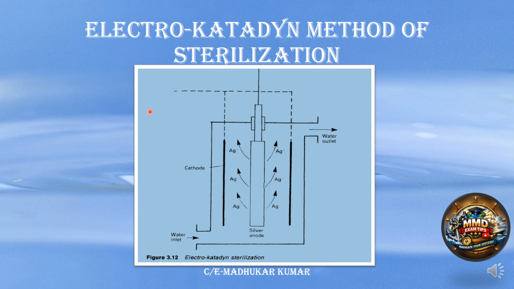Here also you can see the electrokatadin method of sterilization. I have already explained it, so you can use this sketch for examination purposes. Here you can see the silver anode, which gives you the silver ion supply with electric current. The amount of electric current controls the amount of Ag ions. So if there is a large amount of current, a large amount of Ag ions will be produced. The water inlet is there, the water passes through this, and after that the water outlet is there, so the sterilized water comes out.